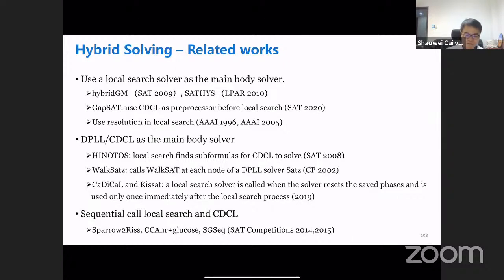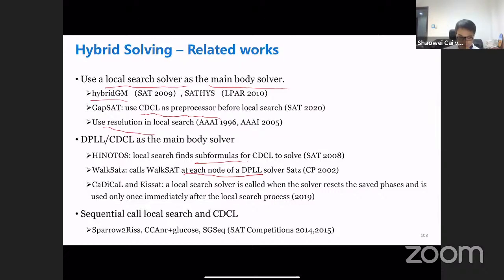The first type uses local search as the main body and tries to integrate techniques from CDCL or DPLL into local search. We have some works here, like hybrid GM, which uses CDCL as a preprocessor and resolution in local search. The second type uses DPLL or CDCL as the main body and uses local search to solve the subformula, or activates local search at each node of DPLL. The recent progress is Kissat and CaDiCaL.